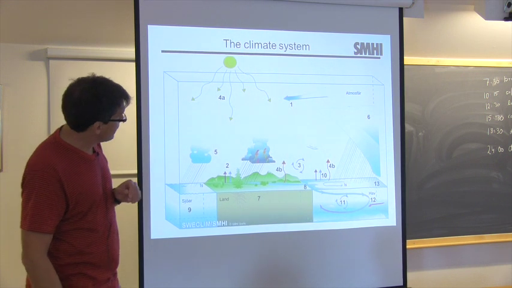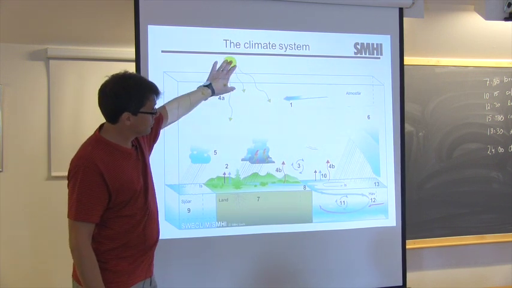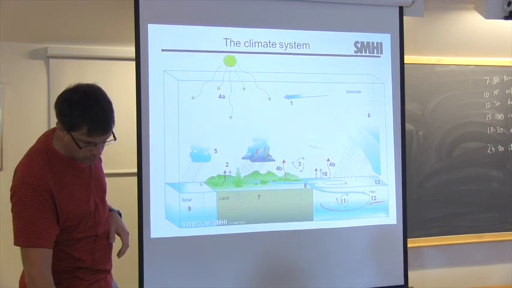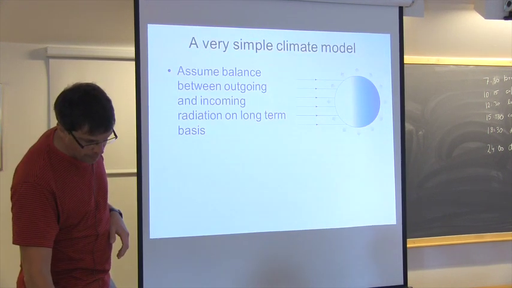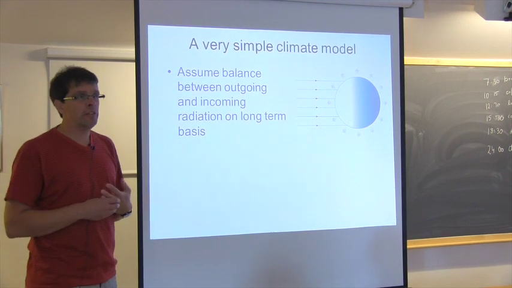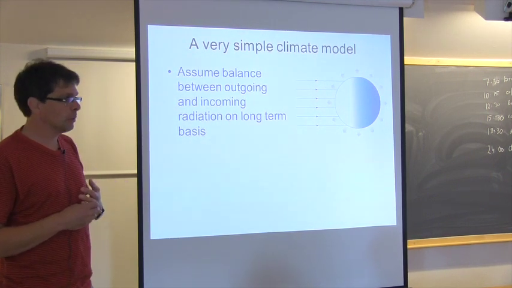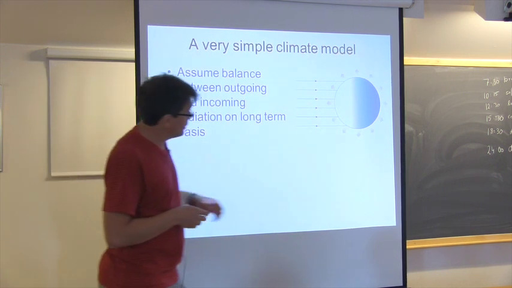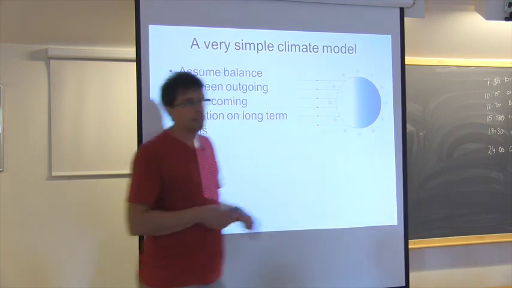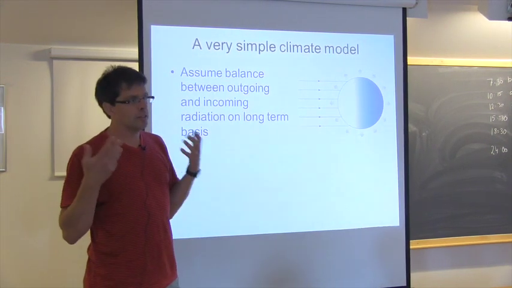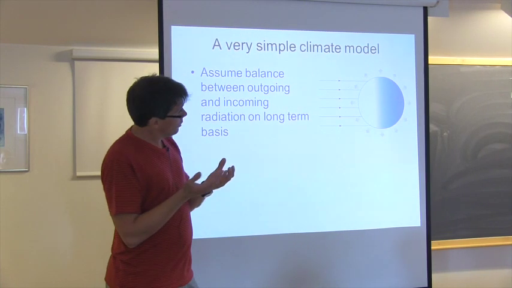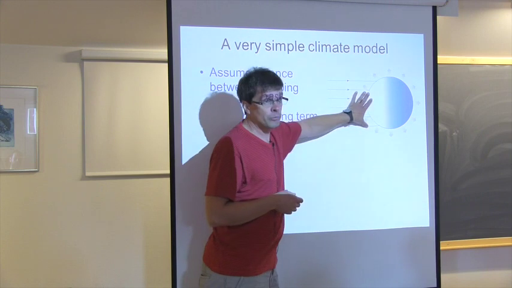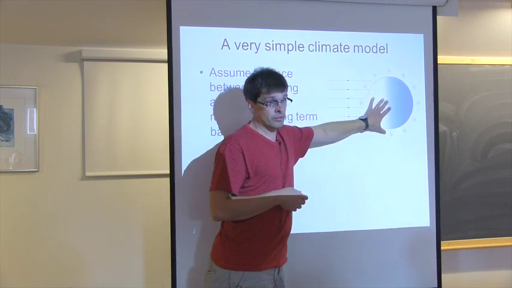I will take as a starting point here, look at what is driving this climate system. And this, of course, is the sun and the radiation from the sun. We start by setting up a very, very simple climate model. This is probably the most simple one we can think of. Here we have the Earth. And we can simply assume now that the engine that sends energy to the Earth is the sun. We have incoming radiation from the sun that hits the Earth's surface.